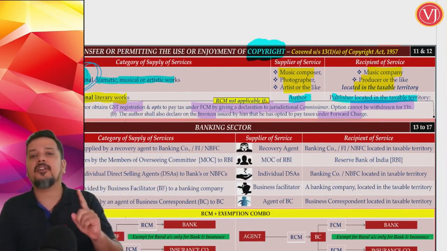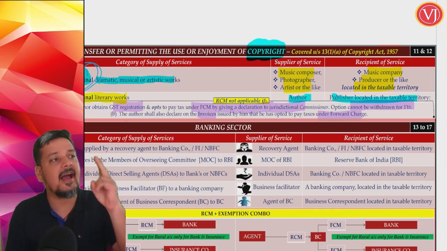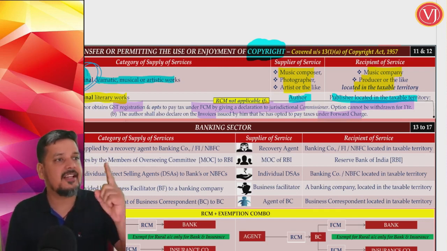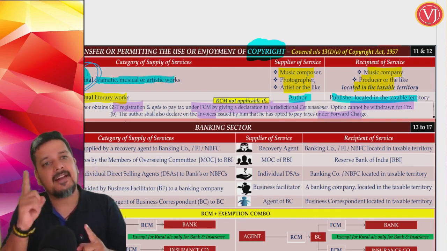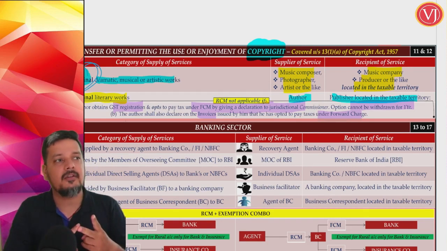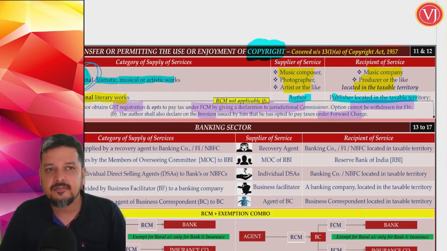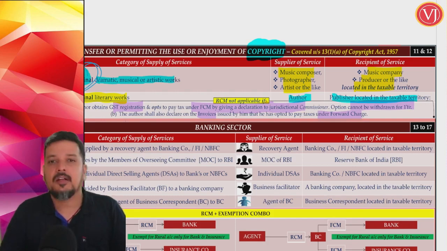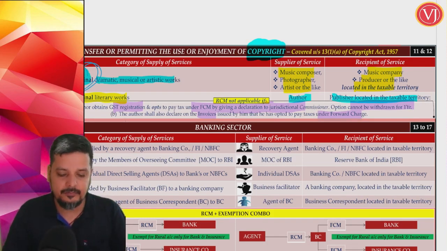Now this option is there only in 2 cases throughout GST law, GTA and author. By default GTA service when taxable is RCM, author service given to publisher is taxable under RCM. But if they want, they can go for FCM. This option is not given to anyone else other than GTA and author.